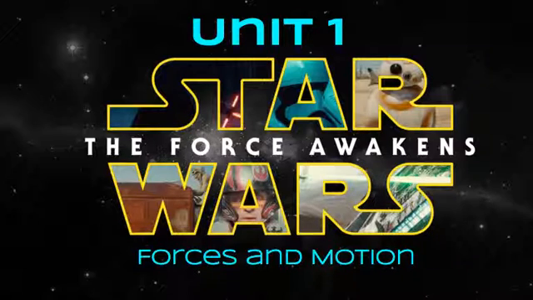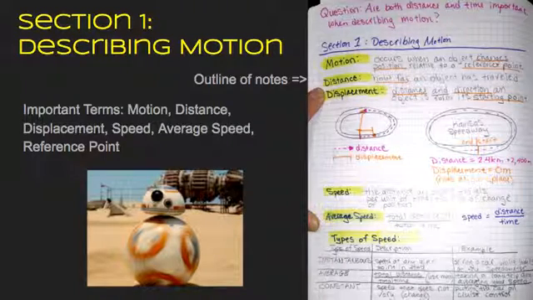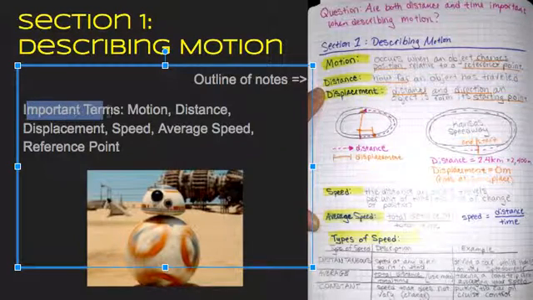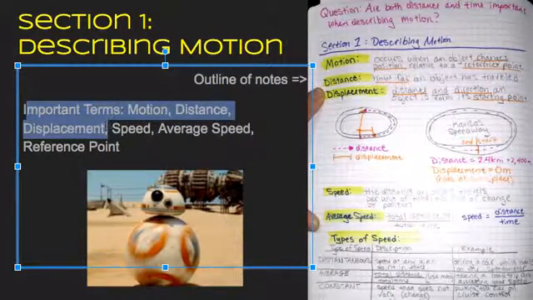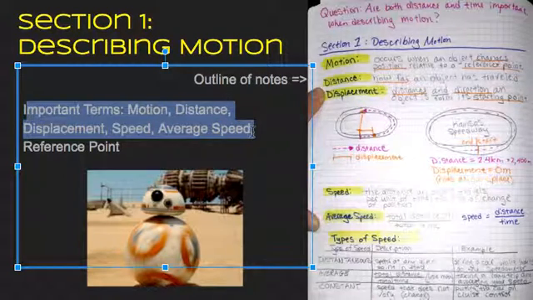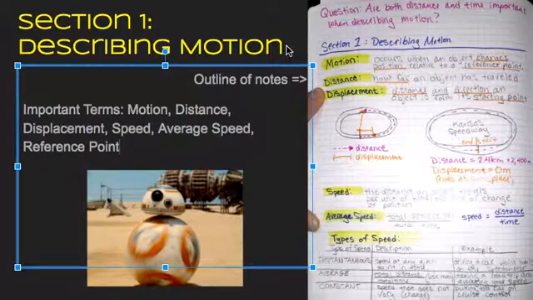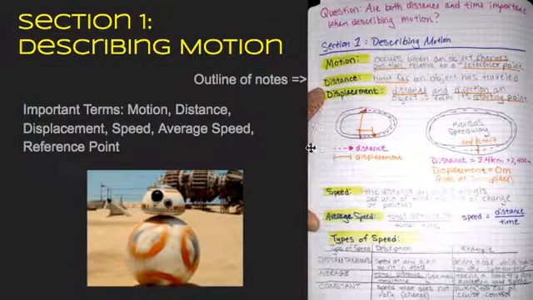We are starting a unit on forces and motion. And our very first section is called Describing Motion. Important terms in this section will be motion, distance, displacement, speed, average speed, and reference point. This is the outline for your notes today.